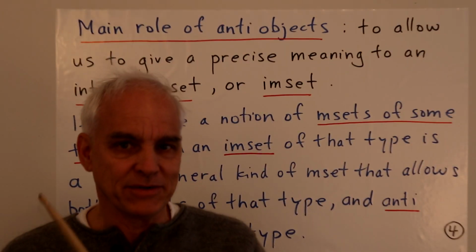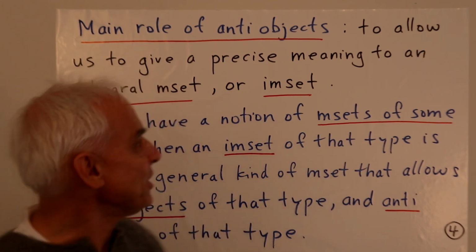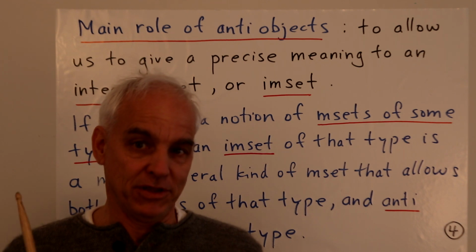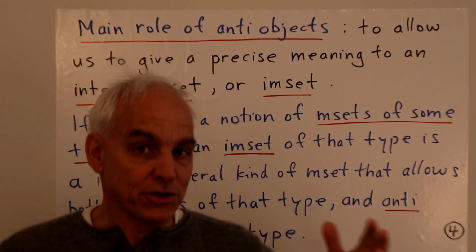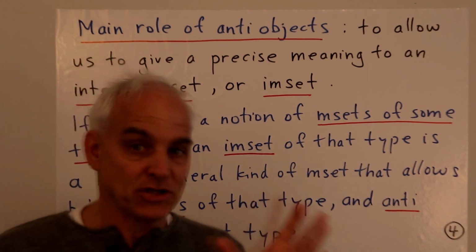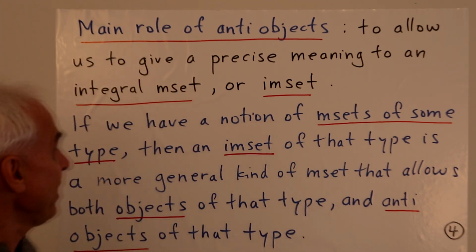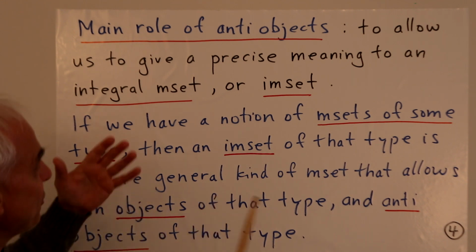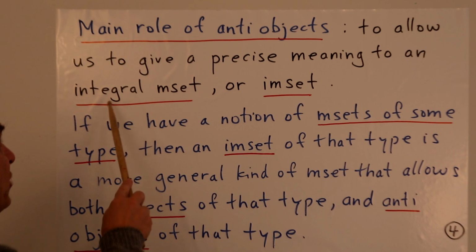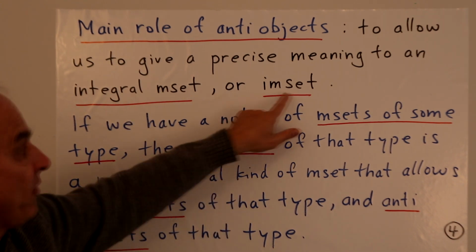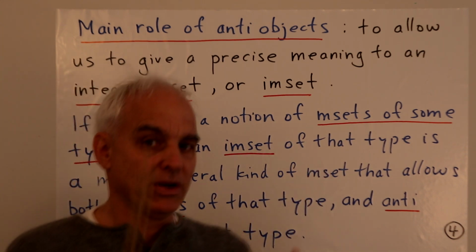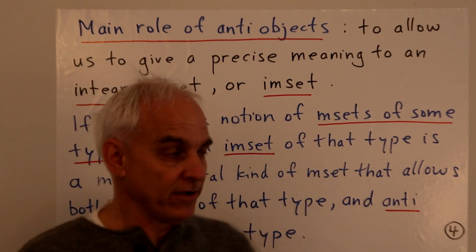One of the main things that we want to do with these anti-objects is allow us to be a little bit more flexible about the use of msets. We want to enlarge our notion of msets now to include, as we've seen, not just objects, but also anti-objects. And so we want to introduce a bit of terminology that captures that idea. So let's talk about an integral mset or an imset. This is some kind of variant or slight generalization of an mset, an imset.